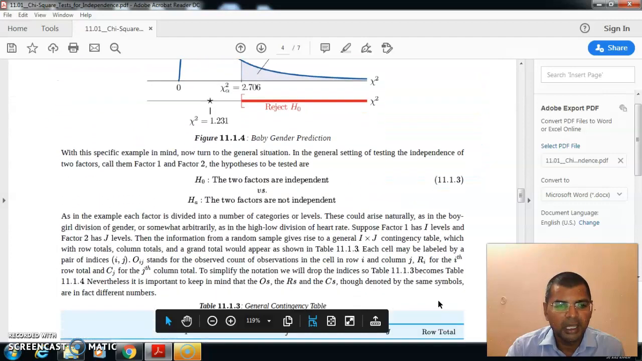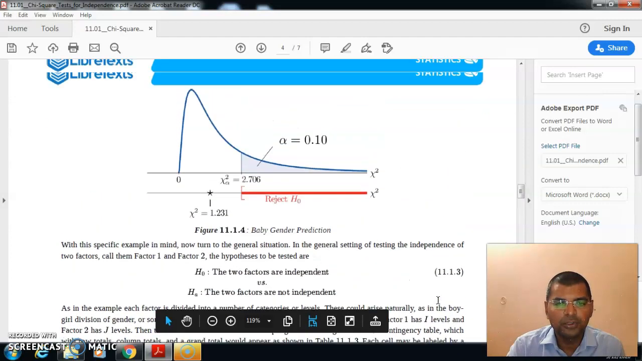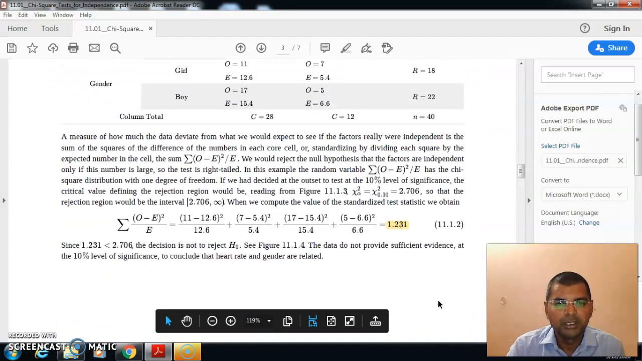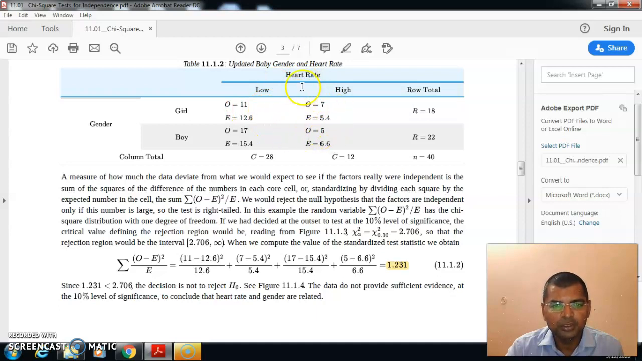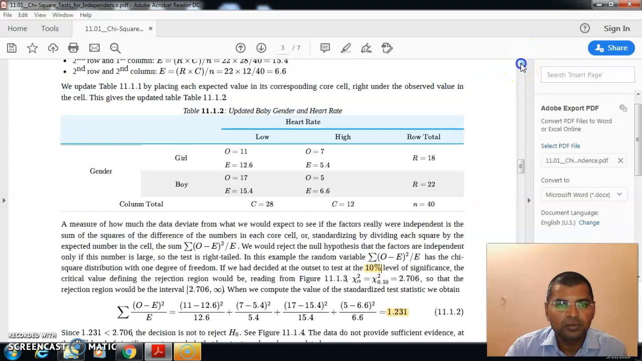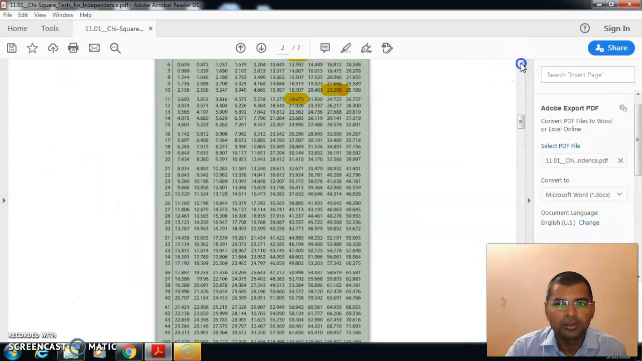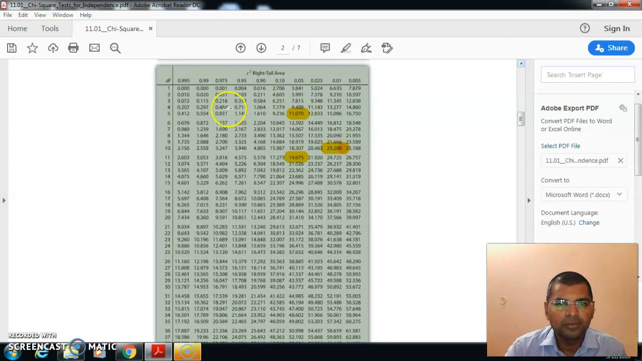In this case we have 2 rows, so 2 minus 1, multiplied with 2 columns, so 2 minus 1, which is 1. So we have a degree of freedom of 1. So 1 degree of freedom at 10% level of significance. Now let's go back to the table. This is 1 degree of freedom, and 10% level of significance, this value.